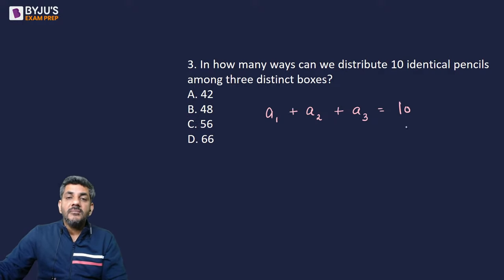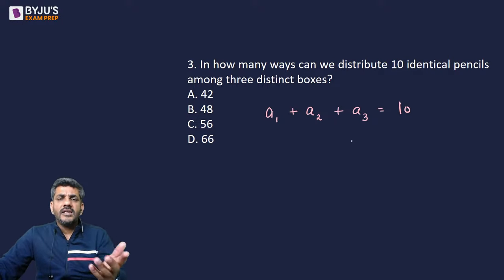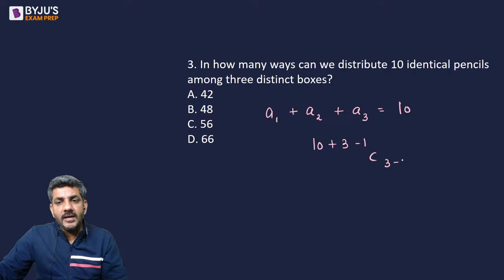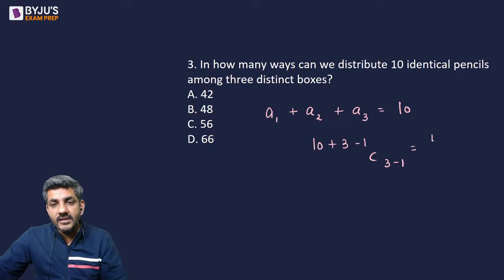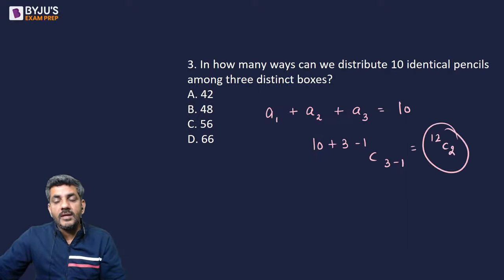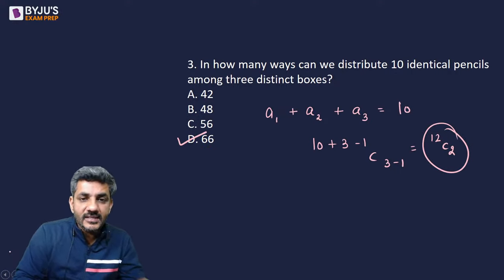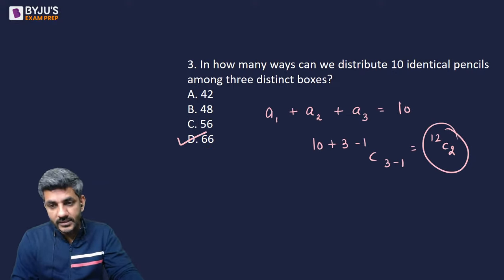अब तीन numbers का sum 10 कितने तरीके से हो सकता है? There is a direct formula for that, which is 10 plus r minus 1 C r minus 1. So it will be 10 plus 3 minus 1 C 3 minus 1. So I get the answer as 12C2. तो 12C2 कितना आता है? It is equal to 66. So option D, 66, is the right answer for this question.